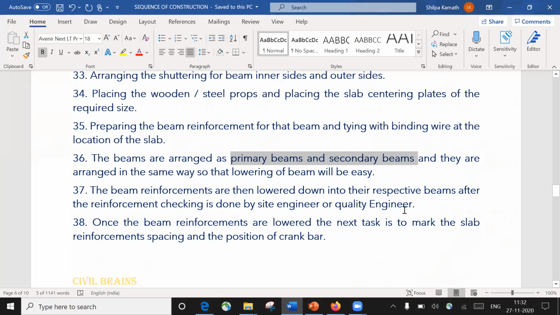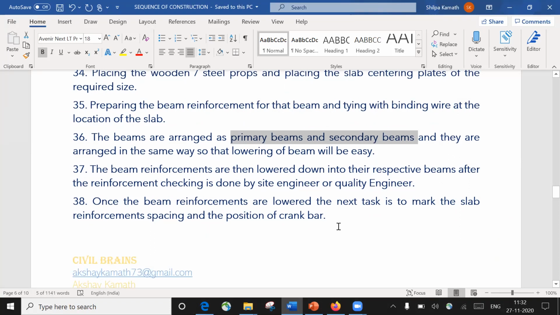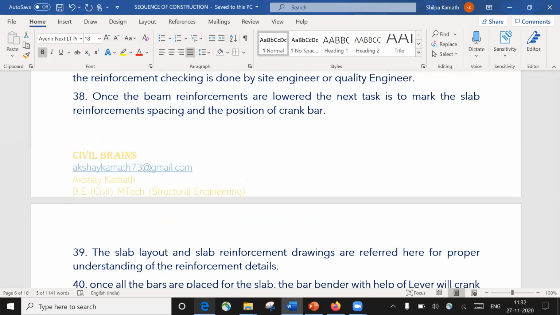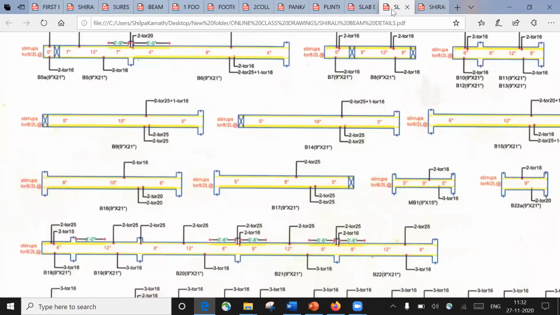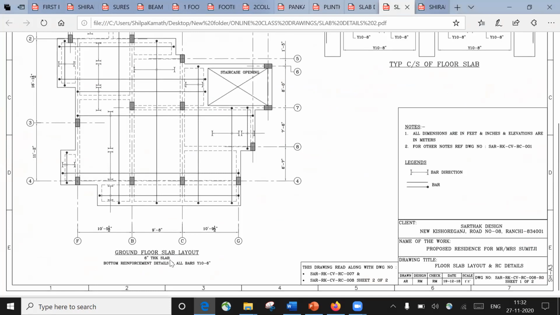Next is how to put the beam reinforcement into the respective beams. Once the beam reinforcement is lowered, the next task is to mark the slab reinforcement spacing and the position of the crank bar, right? Again, we have to put the rebar in the slab, and wherever the crank has to be put, we will do the marking. For that we need to refer to the slab layout drawing. This is a slab layout drawing, again the ground floor slab layout.